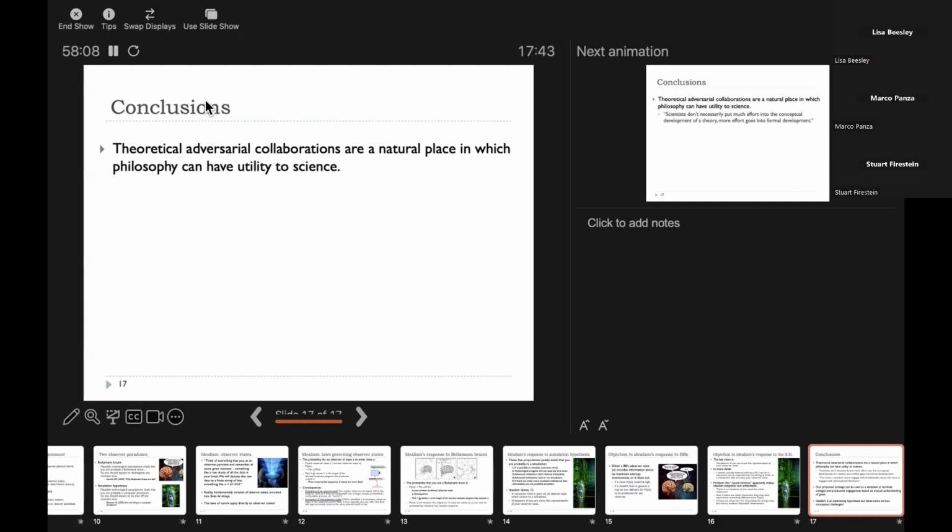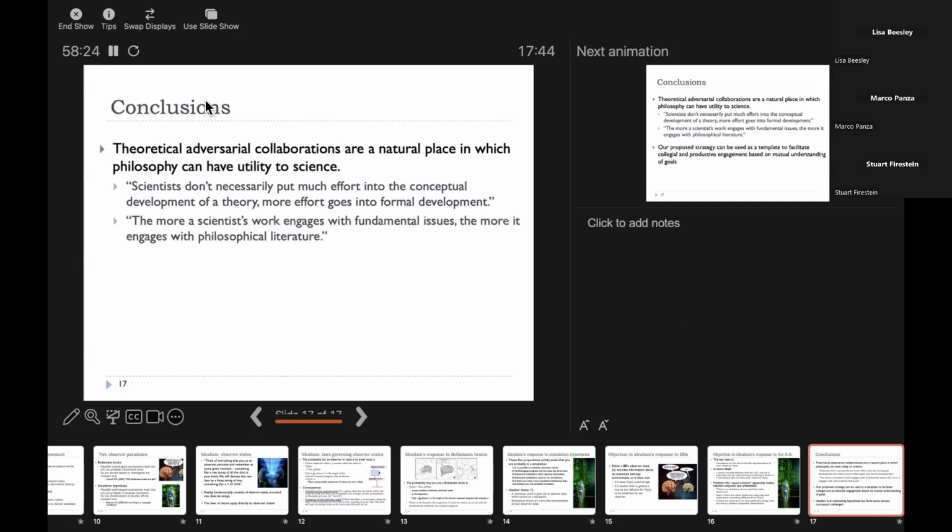Just off the bat, responses from Marcus were that scientists don't necessarily put much effort into the conceptual development of the theory, more effort goes into the formal development. This paper I'm criticizing is a gigantic tome of mathematics, but I think some of these more conceptual details at least need to be tweaked. The more a scientist's work engages with fundamental issues, the more it engages with philosophical literature.